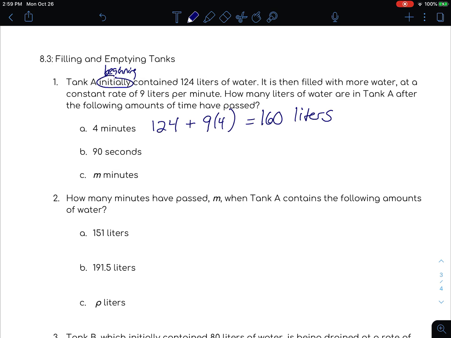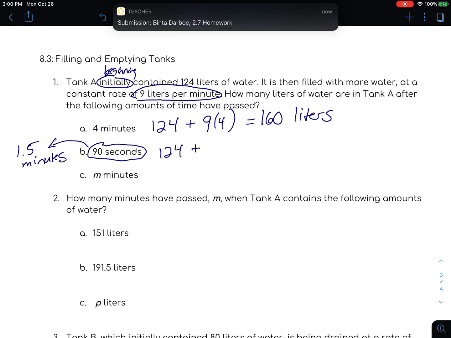So the next one says, okay, what if we had 90 seconds? Now be careful with this one, right? We don't want to plug in 90 because our variable is related to liters per minute, where our variable is minutes here, and 90 seconds is not minutes. You guys know there are 60 seconds in a minute, so 90 divided by 60 would be 1.5 minutes. So that's what we're going to use for our variable.